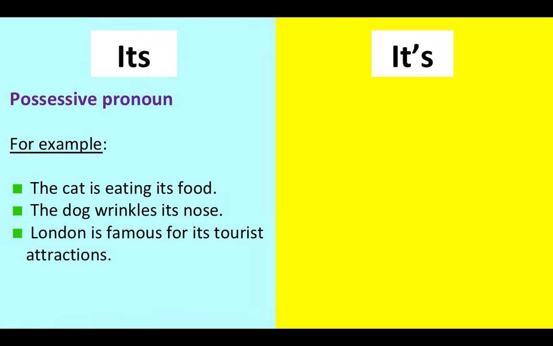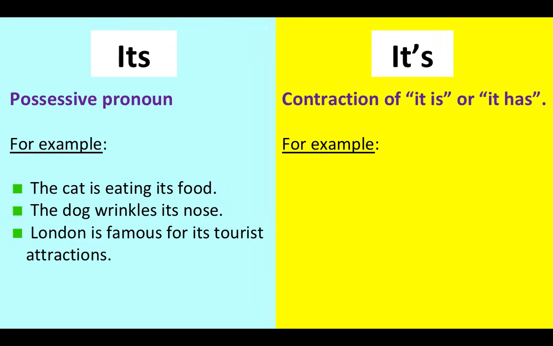It's, with an apostrophe. This is a contraction of it is or it has. For example, it's important to study before an exam. In this example, the sentence is, it is important to study before an exam. However, the words it is have been shortened to it's.